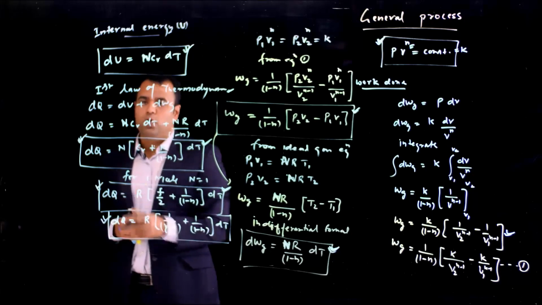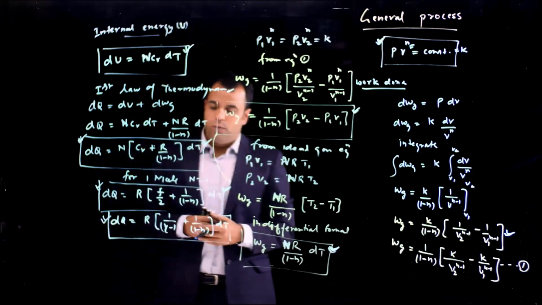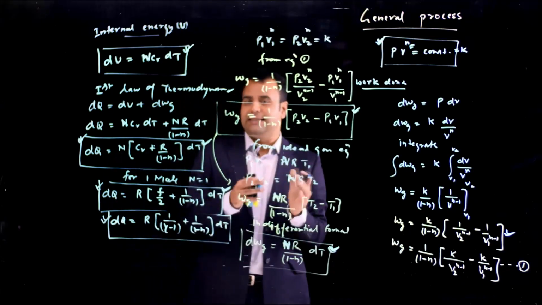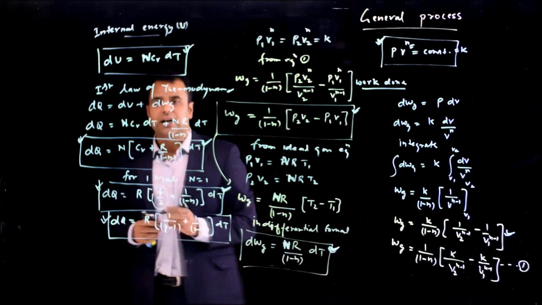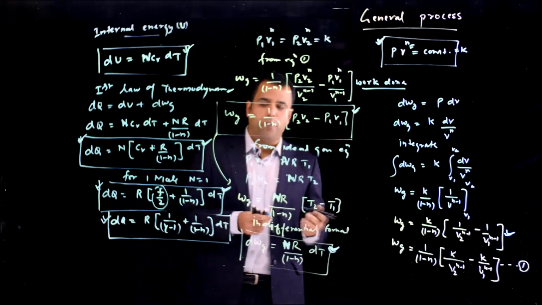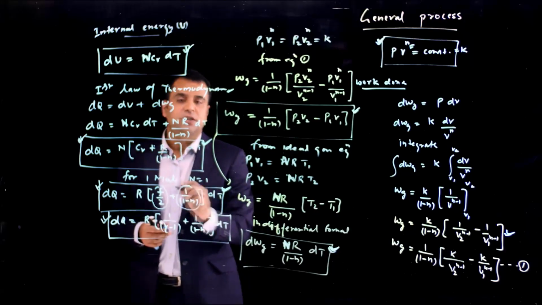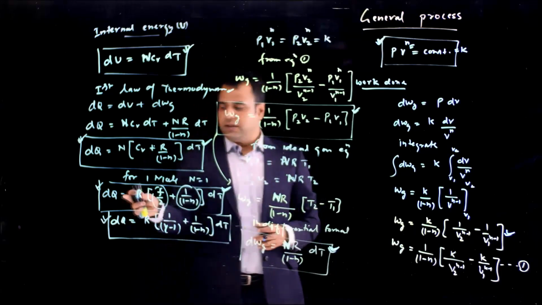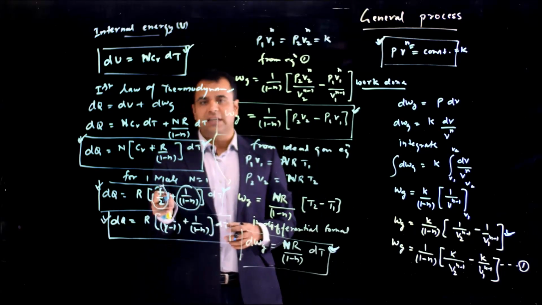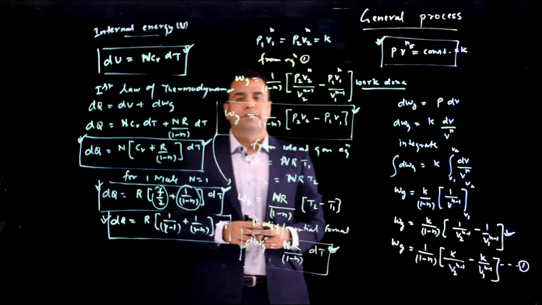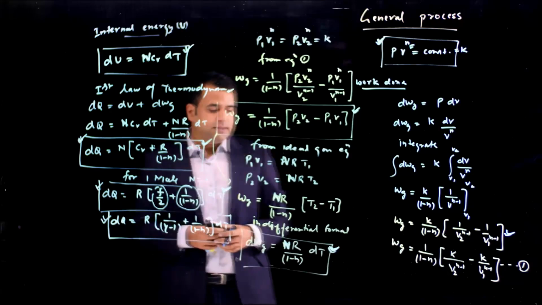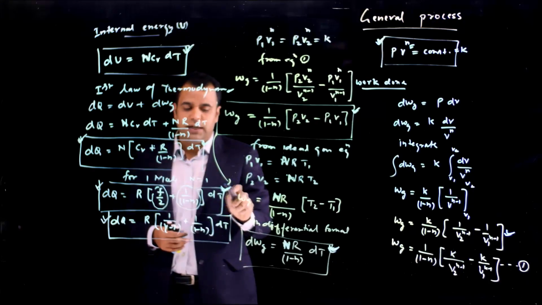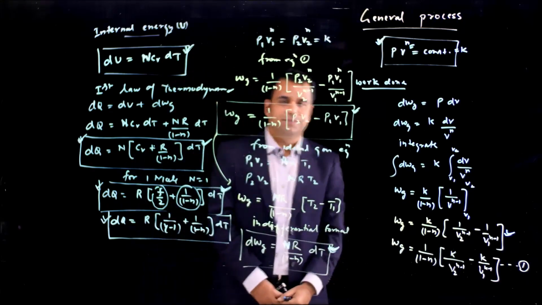So for 1 mole, it came out to be R times (f by 2 plus 1 upon 1 minus n) times dT. Here this f by 2 depends upon the degree of freedom. It depends upon the gas, whether it is monatomic, diatomic or polyatomic. And this other term depends upon the process you are following. So both things are coming here. If you change the process, the heat required to change the temperature will change. If you change the gas, the heat required to change the temperature will also change. So we now have ready-made formulas for the general process to calculate work done, internal energy, as well as heat. Okay. Thank you.